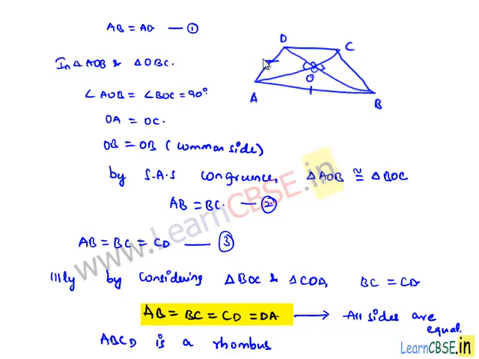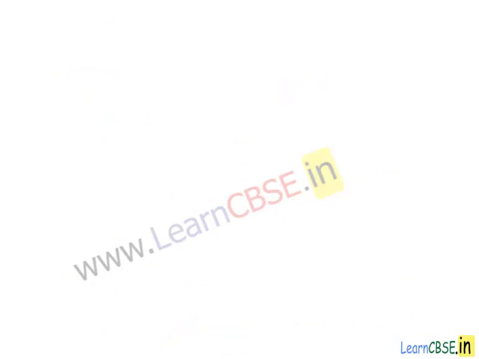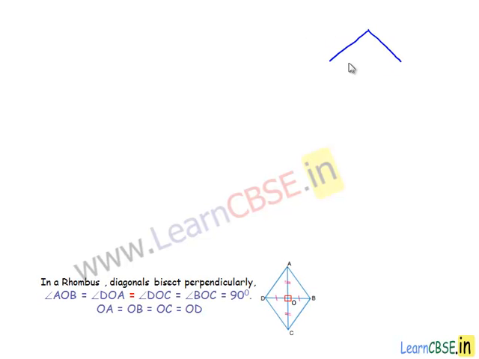But now let us clearly note on the figure that ABCD is a rhombus with AB is equal to BC is equal to CD, in which diagonals bisect each other perpendicularly at point O. Here we are asked to prove that ABCD is a square. We proved that ABCD is a rhombus.